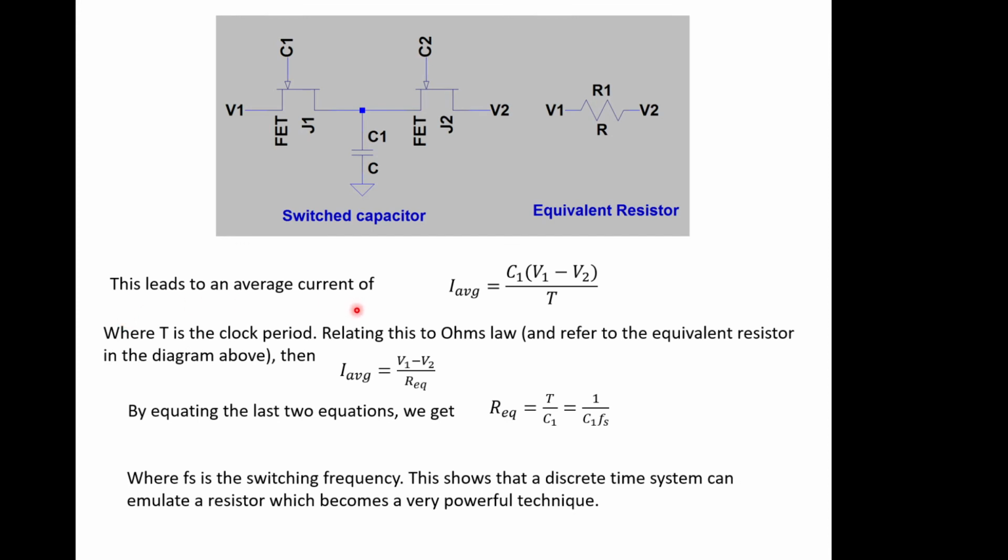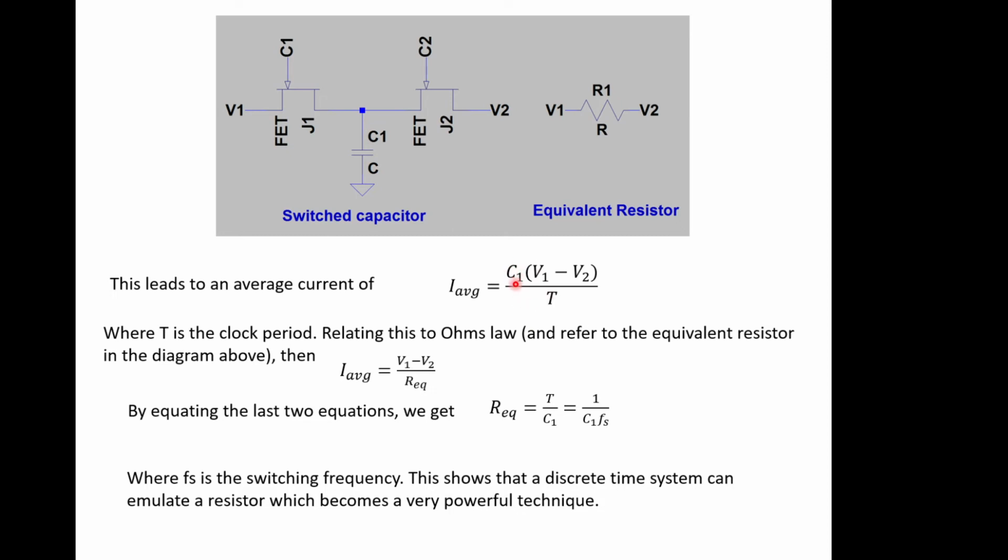And this will then lead to an average current over time, because current is a moving charge. So if we do this over time, we end up with an average current, which is whatever the change in charge was, C1 (V1 minus V2), over T, which is the clock period. Okay, so we can relate this to Ohm's law, and referring to the resistance diagram above, I average is equal to V1 minus V2, which is this bit here, over an equivalent resistance, which we can see is going to be what's left of this equation.